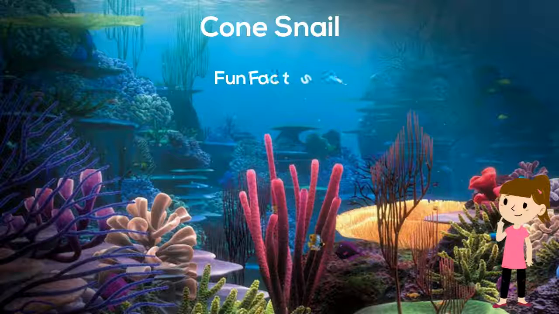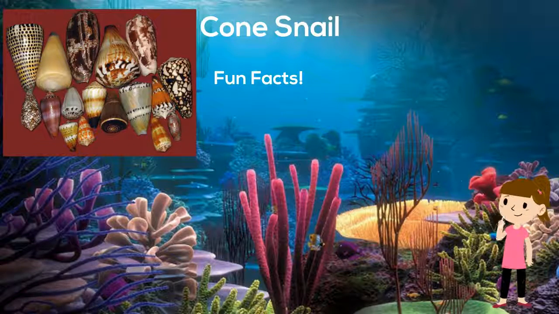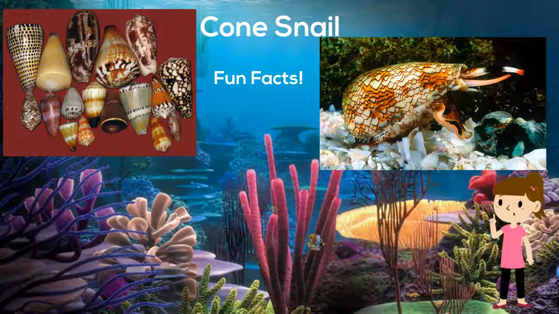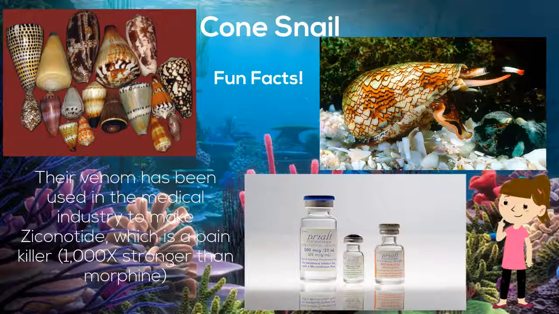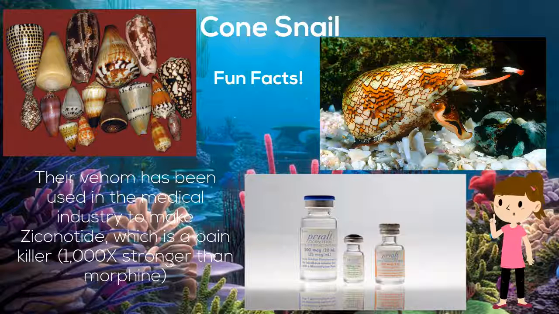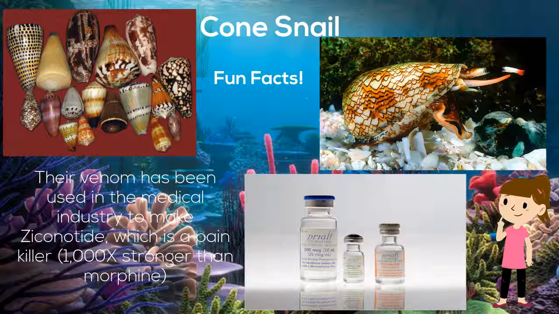Did you know that cone snails are very toxic and have very brightly colored shells? Their venom has been used in the medical industry to make ziconotide. This is a painkiller 1,000 times stronger than morphine. It is used to treat chronic pain. There are actually clinical trials out to see if isolated cone snail venom can be used to treat other things such as Alzheimer's disease, Parkinson's disease, depression, and epilepsy.